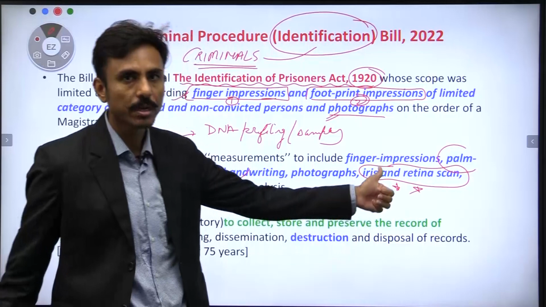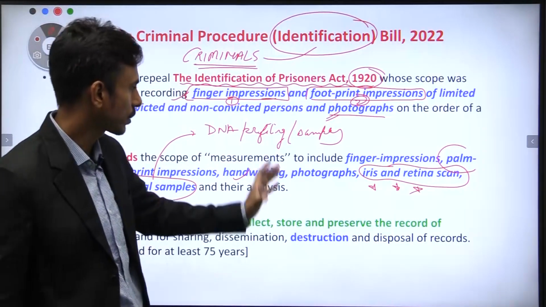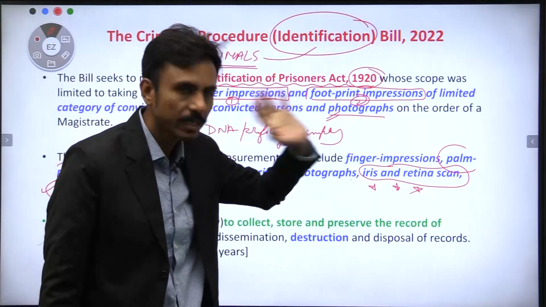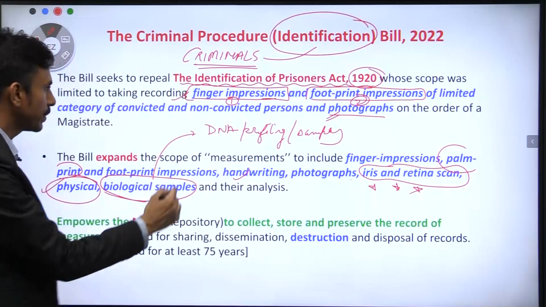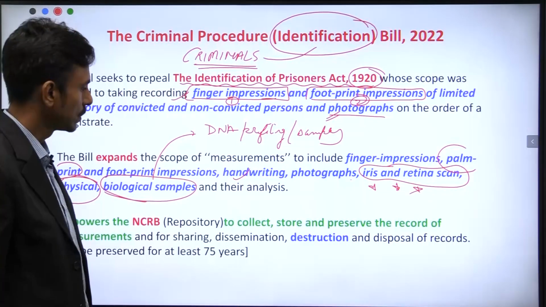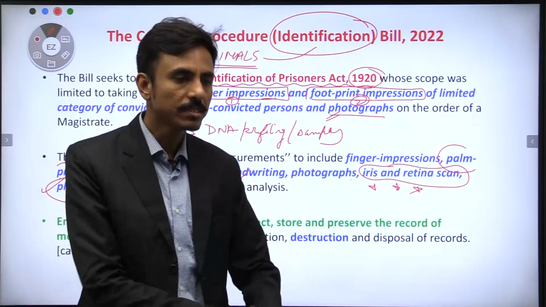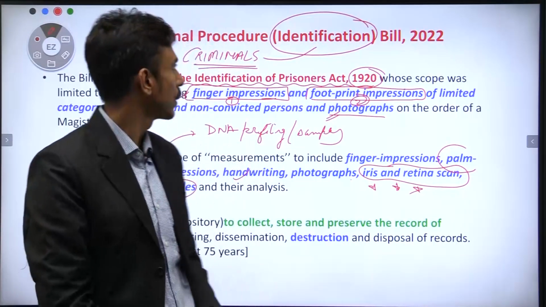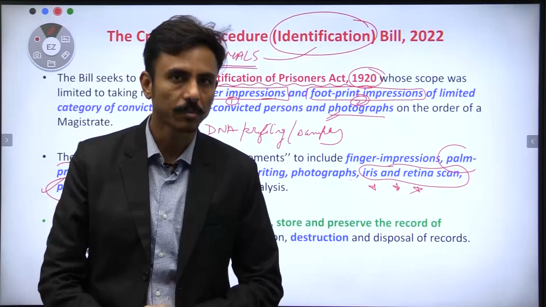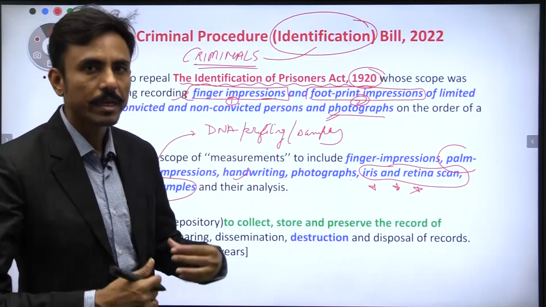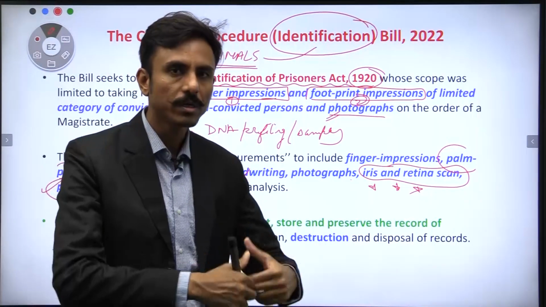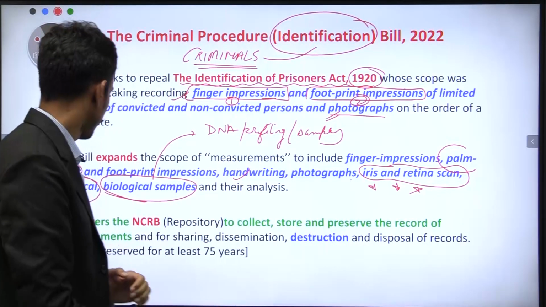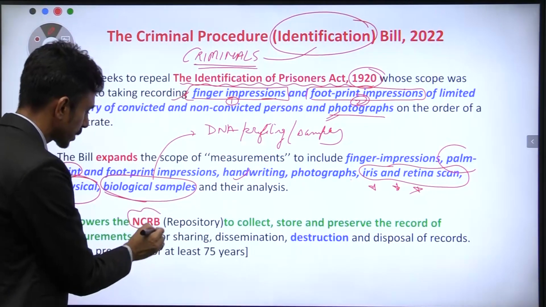So apart from the finger impressions and the foot impressions, it would expand the scope of the measurements to include the iris and retina records, the biological samples like DNA samples, physical samples, and their analysis, right? In this sense, the government is thinking to expand the scope of the criminal procedure or identification of the criminal, because of the increasing trend of crime and the modern methods being used by criminals in the commission of offense, right? Guys, very important, and I expect a question on this.